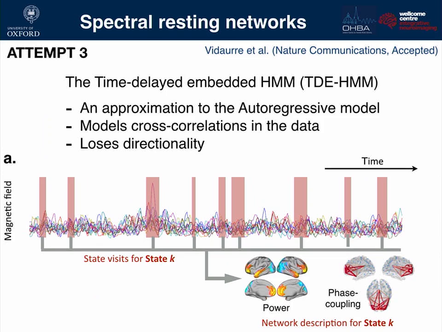So attempt number 3, it was a recently proposed simplification of the autoregressive model, which basically accounts for cross correlations in the data and loses a few things. Loses, for example, directionality between channels. So we lose a few things, but in exchange, we get over this issue of overfitting, and we can find resting-state networks that are spectrally defined. In particular, they are characterized by a certain pattern of power, a certain pattern of phase coupling.